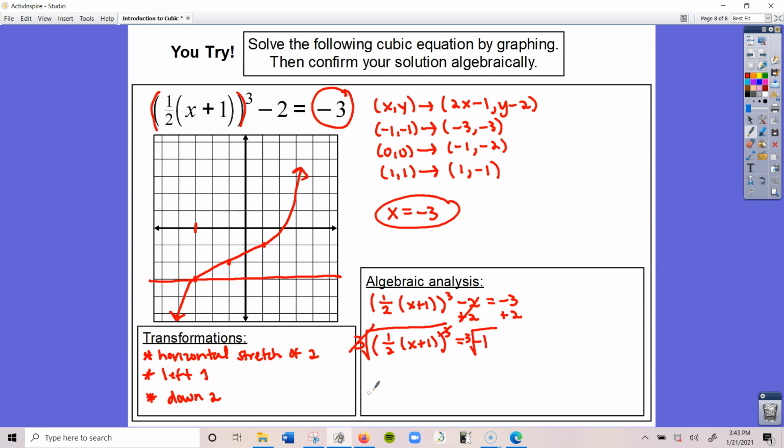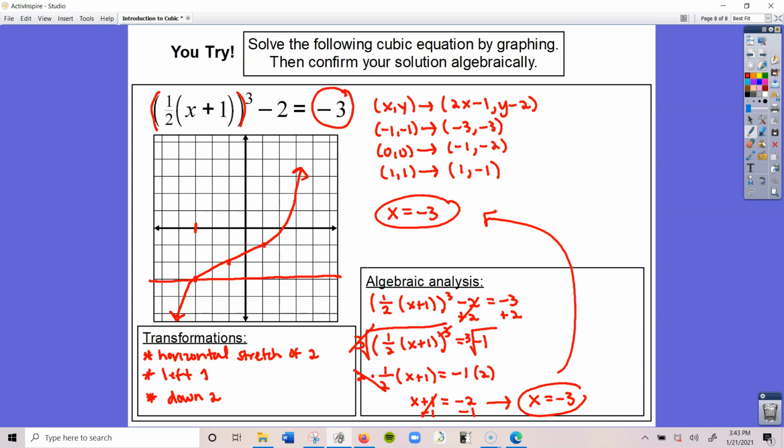So we cancel out the exponent, and now we can get rid of this one parentheses, and it's 1/2(x + 1) is equal to, and we saw that the cube root of −1 is −1. Next, we would multiply by the 2 to cancel out the fraction. So x + 1 is equal to −2. Our final step here, subtract the 1. So x is equal to −3. And we have now confirmed our answer. And those are cubic functions and how to solve cubic equations.